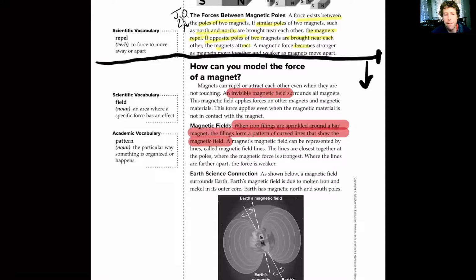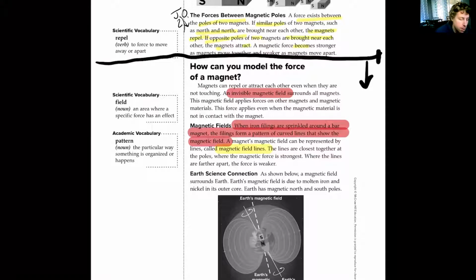A magnet's magnetic field can be represented by lines called magnetic field lines. So we can see the magnetic field lines by dropping iron around them. The lines are closest to the poles where the magnetic force is strongest, and the lines are farther apart where the force is weaker. Earth science connection. As shown below, a magnet surrounds Earth. Earth's magnetic field is due to molten iron and nickel in its outer core. Earth has a magnetic north and south pole.